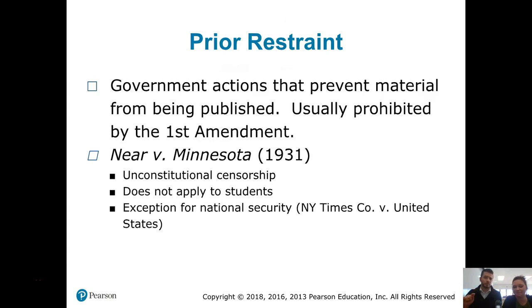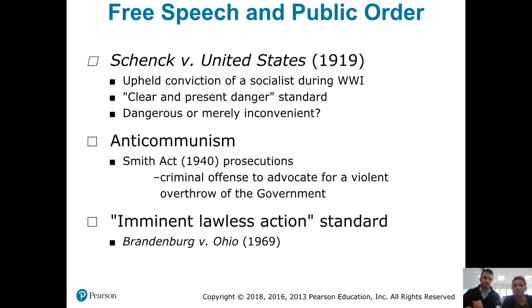Yes. The New York Times published a bunch of classified material during the Vietnam War that made the government look really bad. They're called the Pentagon Papers. And so basically the Supreme Court decided that it was okay to censor newspapers and the media when there were issues of national security involved. Anyway, moving on. All right, so moving on to free speech and public order.